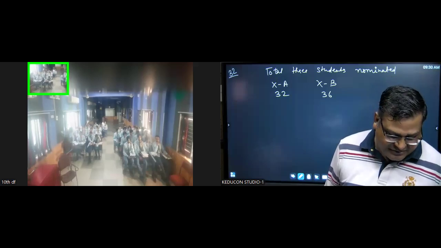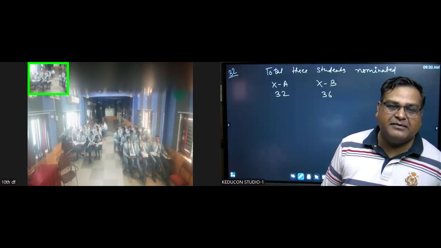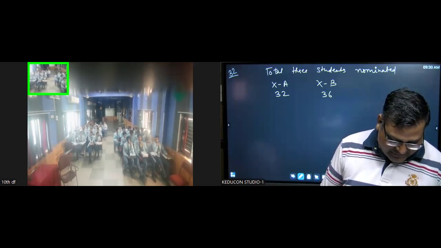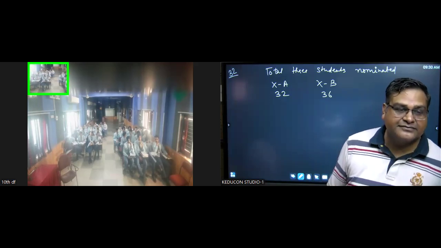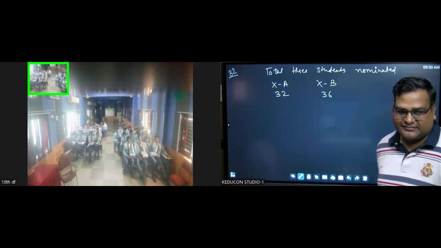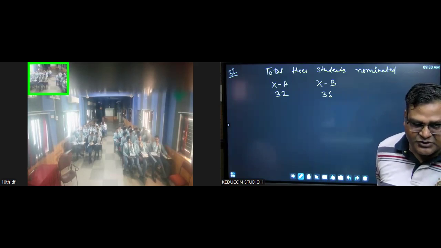A or B. What is the minimum number of books required? How many books should be there? What we have to find? What we have to find is that, yes, students.